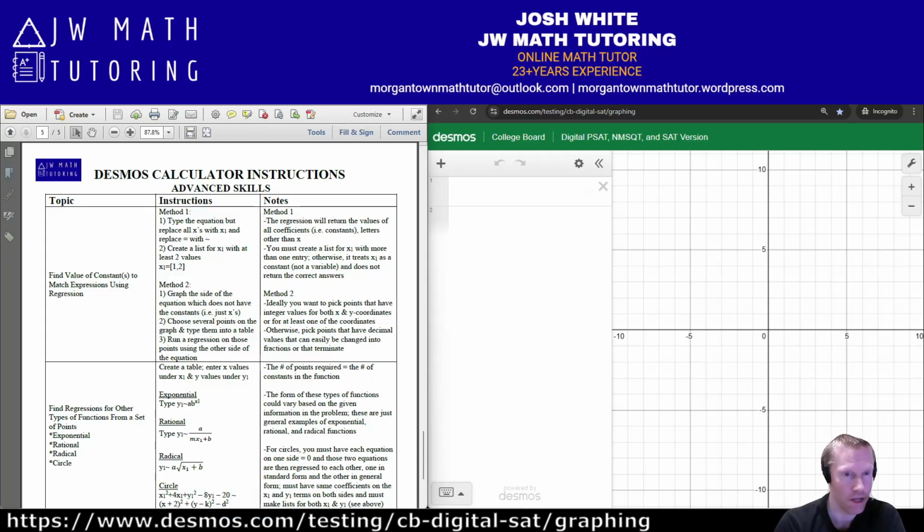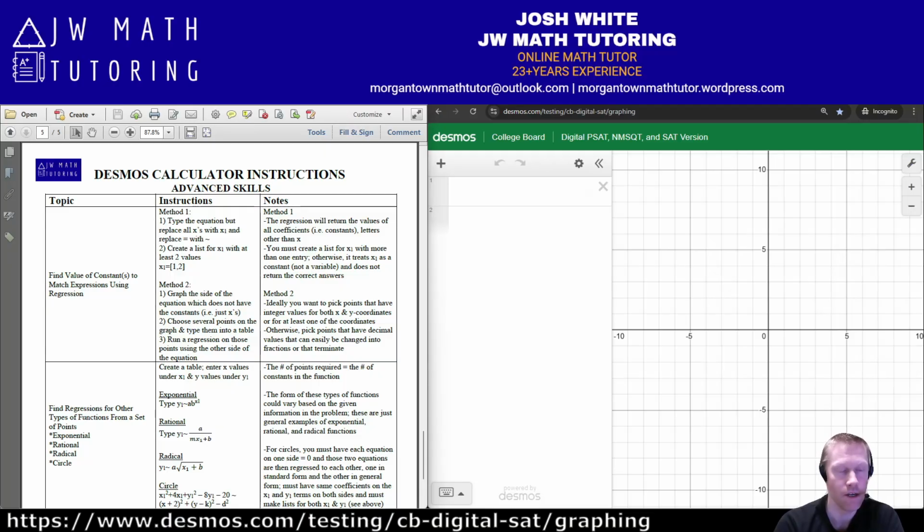And then the second step, and this is really important because you have to do this in order for it to work properly, you have to create a list for x sub 1, which means you type x sub 1 equals, and then you put brackets, and inside the brackets you put at least two values. Sometimes you need more values, sometimes you need only two values, but you have to do that.